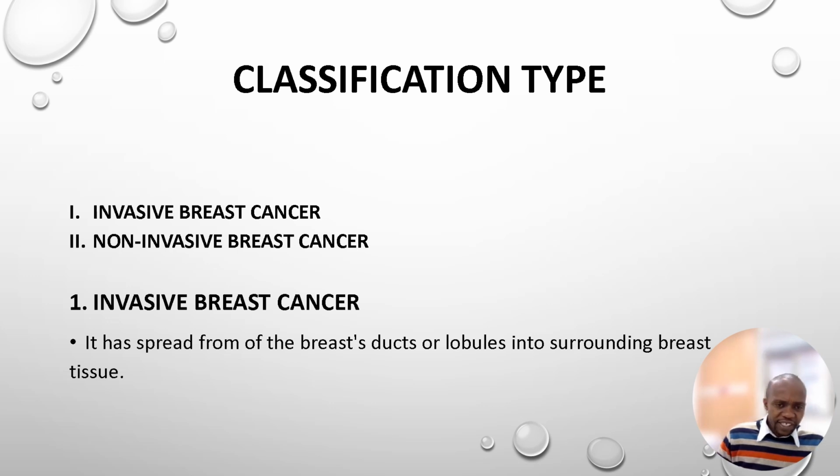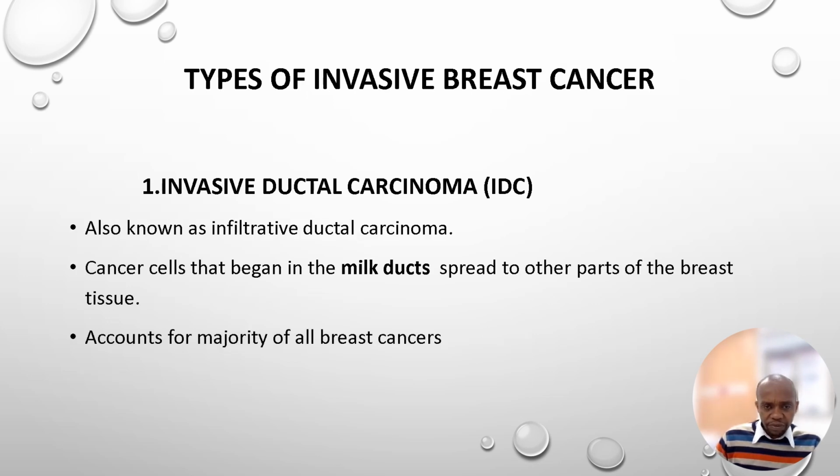Breast cancer is majorly classified as invasive breast cancer and non-invasive breast cancer. Invasive breast cancer means that it has spread from the breast ducts or lobules into the surrounding tissues. Of the types of invasive breast cancer, we have 2: invasive ductal carcinoma and invasive lobular carcinoma.